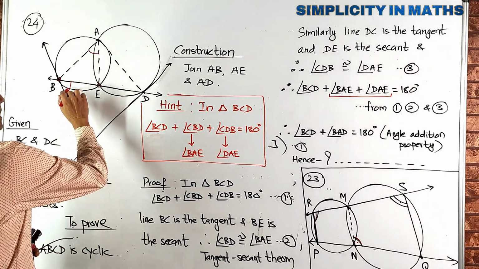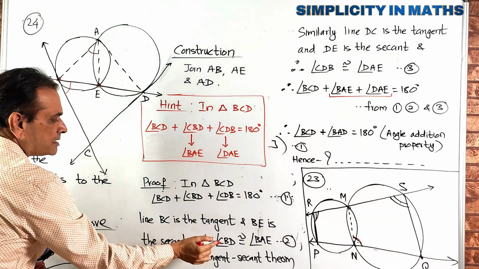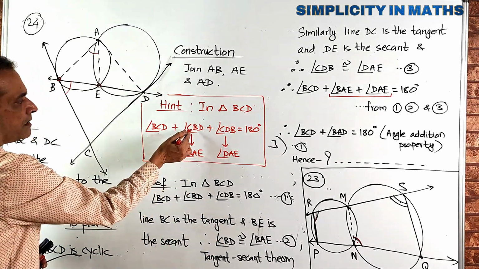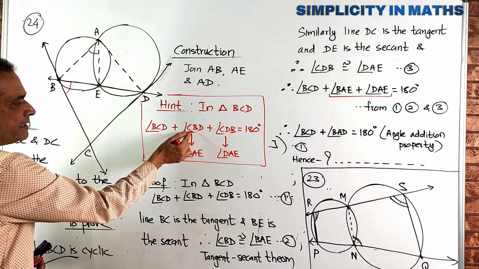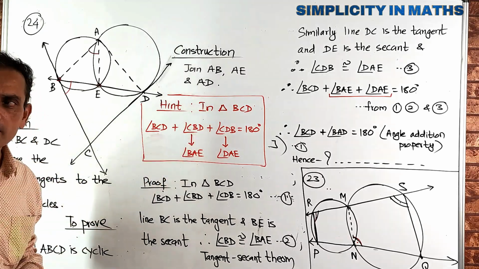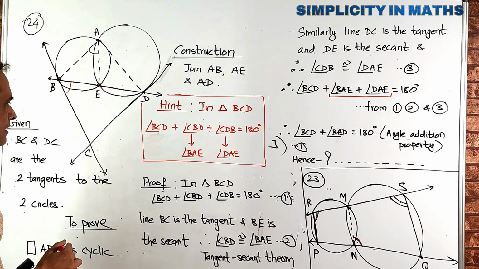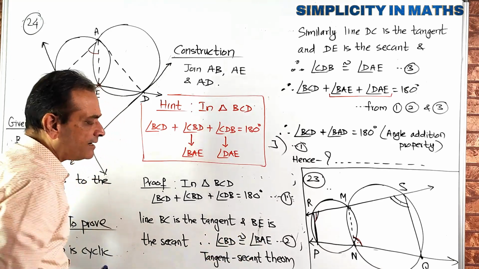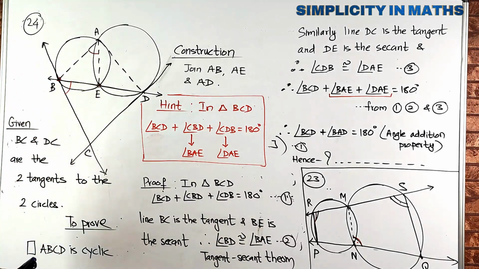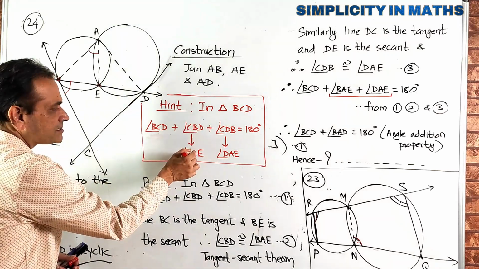So the reason for writing CBD is, in the hint, it is better to replace directly. CBD congruent to BAE, the replacement will happen, right? So this angle is equal to this angle by the tangent secant theorem. It is called the tangent secant theorem. So we have shown these two angles congruent.